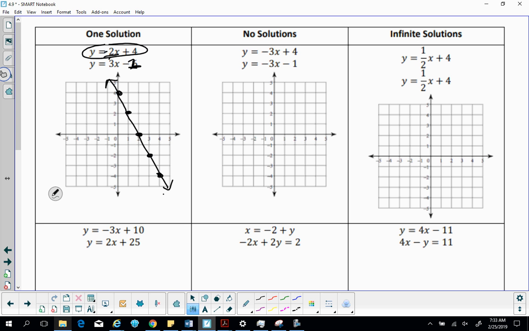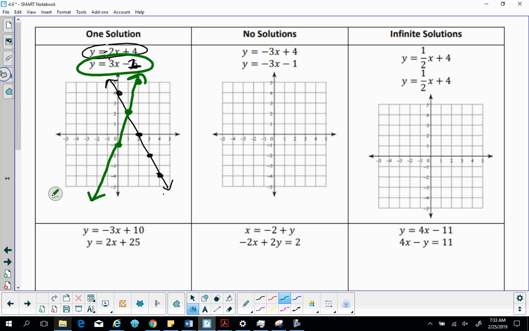Then I'm going to graph the next one. So what's the y-intercept of this one right here? -1. And then since it's +3, am I going up or down? Good. Up 3 over 1. Up 3 over 1. And you draw a line that goes through it.